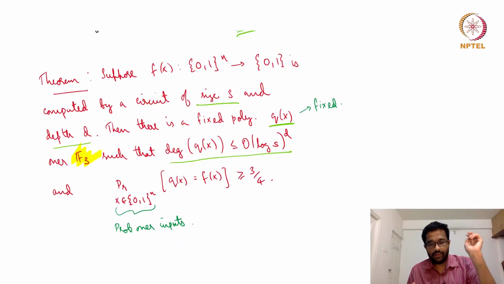Suppose there is a function that is computed by a size s and depth d circuit. Then there is a fixed polynomial, we'll call it q(x), okay, so this is fixed, over F3 such that the degree is order (log s) power d. Then what is the probability, chosen over the inputs, that q agrees with the function that we want to compute? And this is at least 3/4. Okay, so this 3/4 choice is also somewhat arbitrary.